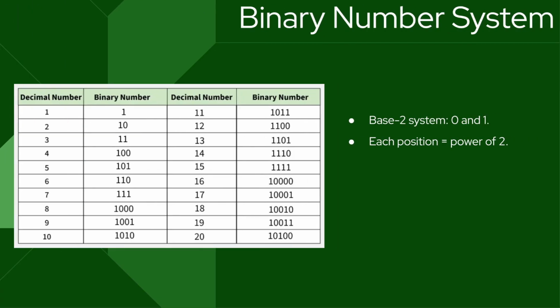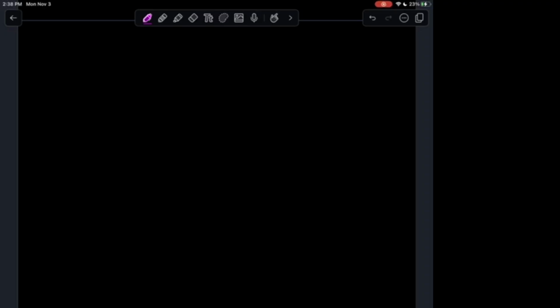Our binary number system: computers and robots can only read in binary. This system only has two digits, just zeros and ones. Each position is represented by a power of 2. For example, let's say we have this binary number right here, 1, 0, 1, 1. Let's try to figure out what it is in decimal form.